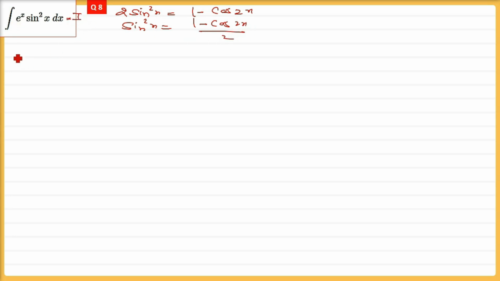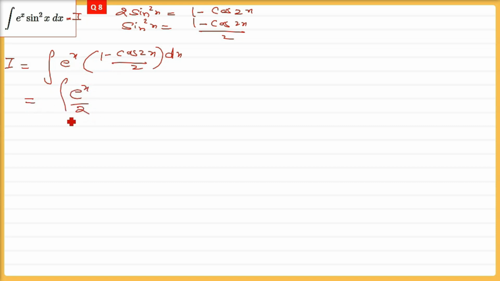And 2 cos square x is 1 plus cos 2x, as you remember. So this I can be written like this: integration of e raised x times (1 minus cos 2x) divided by 2, with a dx. Now we will multiply this e raised x inside, and the 2 is already there. So integration of e raised x by 2, the first term, and the second term will be e raised x into cos 2x by 2. So e raised x cos 2x, this half you can bring in front. This is your I.